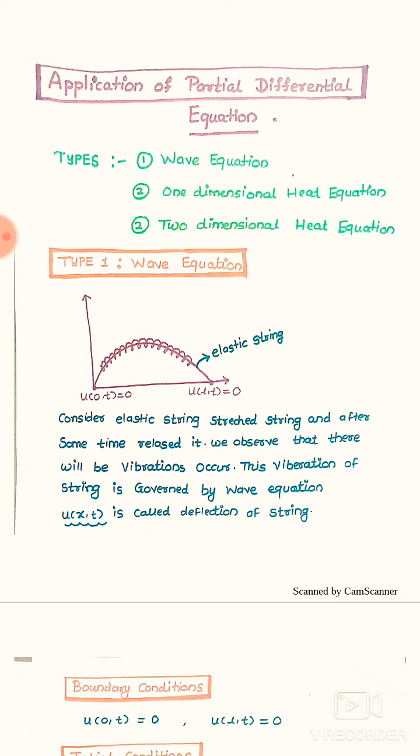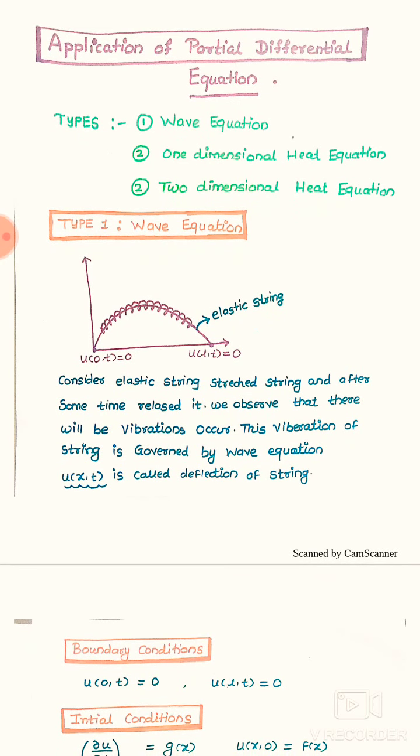Students, in this lecture we are going to see the topic application of partial differential equation, Engineering Mathematics 3. There are various applications of partial differential equation. To solve the wave equation and the heat equation, we require the concept of partial differential equation. In this unit, we have three different types. First is wave equation, second is one-dimensional heat equation, third is two-dimensional heat equation. One by one we are overlooking these types.